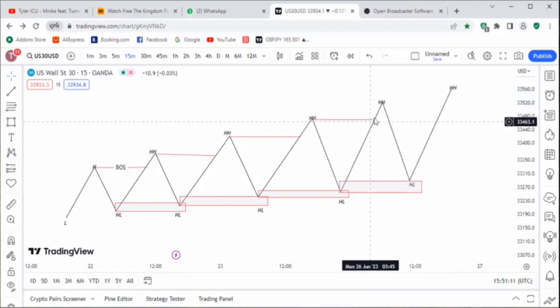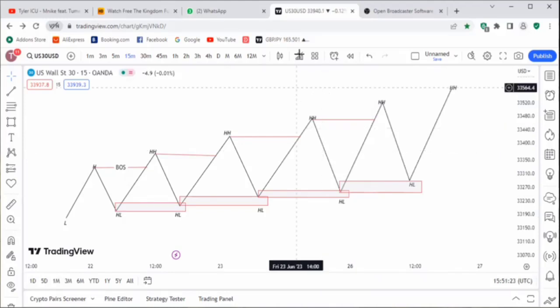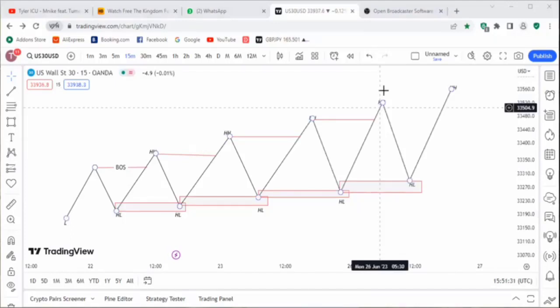So this is basically the basic way of coming up with a setup. Identify the trend, identify break of market structure, then identify your order block. The order block in this case is going to be the last bearish candlestick while we are moving in an uptrend. So let's talk about a downtrend now.